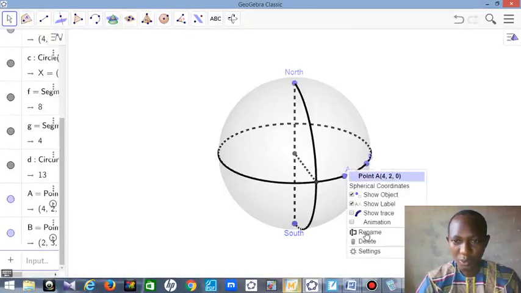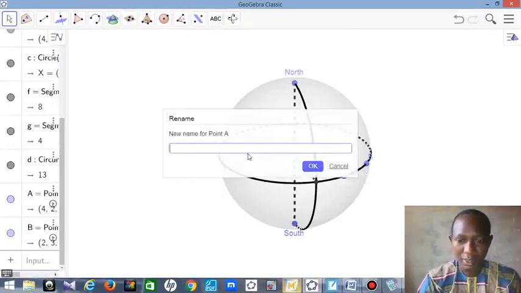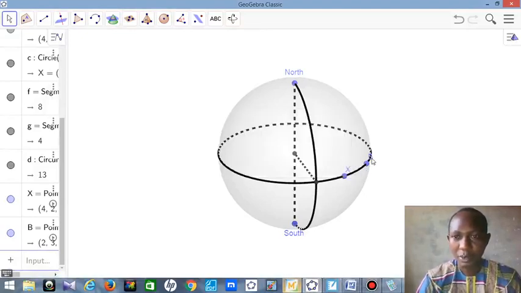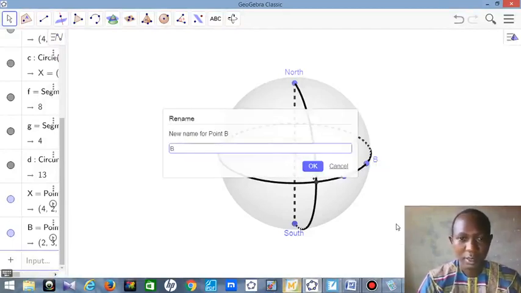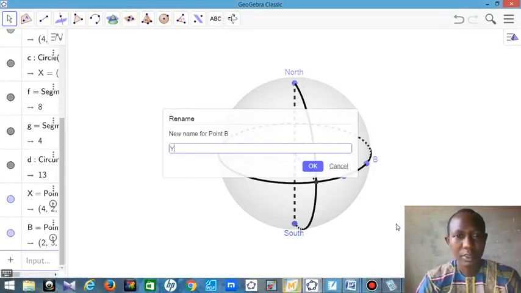I just wanted to see it as a real object, get the meaning very well before we solve. Then this is point Y. Let's rename it.